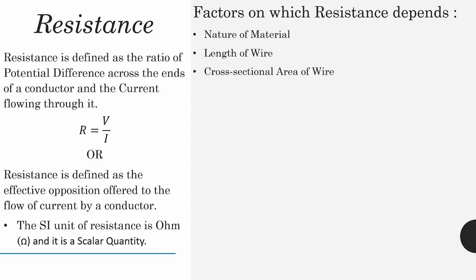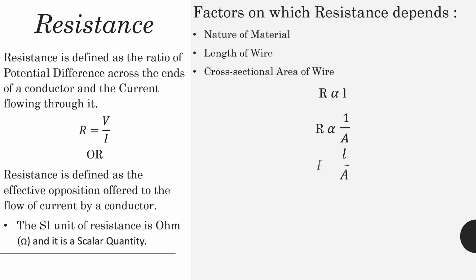The resistance is directly proportional to the length of wire. That is, if you increase the length, resistance also increases. If you decrease the length, resistance also decreases. The resistance of the wire is inversely proportional to cross-sectional area. That means if the area is greater, resistance is less, and vice versa.